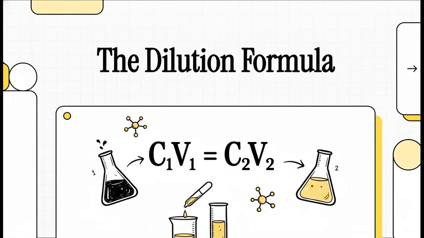Okay, so let's jump right in. We are going to be talking about one of the most useful, honestly, one of the most powerful tools in your chemistry toolkit. It's the dilution formula, C1V1 equals C2V2. And trust me, this little equation is about to become your absolute best friend.